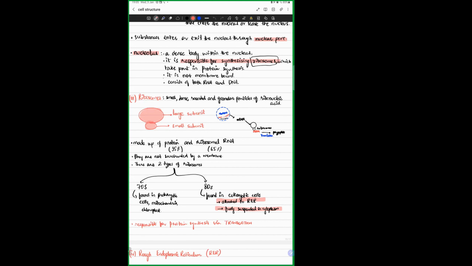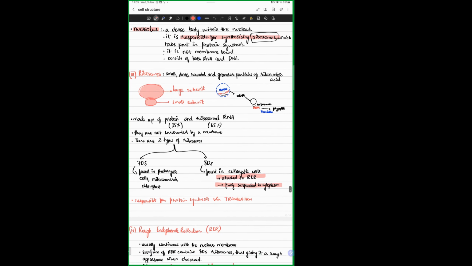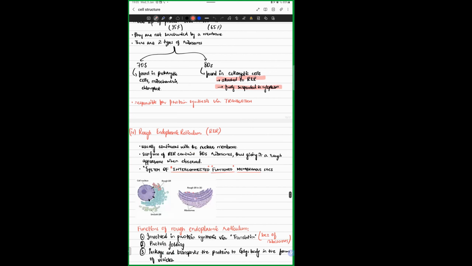So we understood that transcription occurs within the nucleus and translation then occurs upon the ribosomes. Okay? Then we also understood that some ribosomes are present on the rough endoplasmic reticulum, giving it a rough appearance, a granular appearance, due to which it is called rough endoplasmic reticulum. And this, we also understood, is continuous with the nuclear membrane.